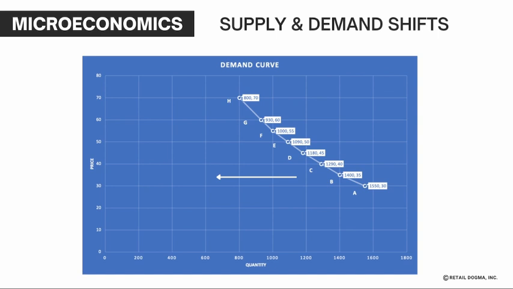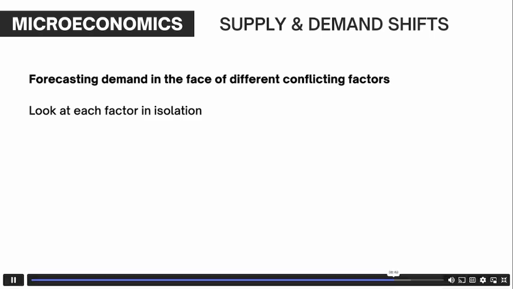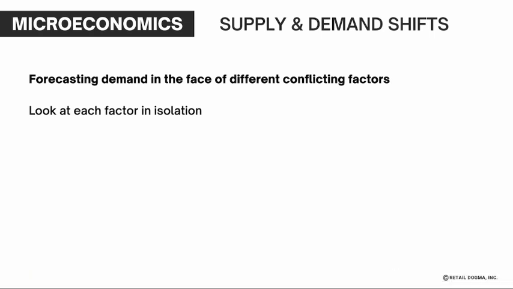How can you be able to predict demand in this case? The answer is to look at every factor in isolation, by assuming other factors are constant, and then see how each factor will affect demand on its own and to what extent. And then at the end combine all the findings from all factors together to produce a better picture that has taken into consideration all the conflicting factors.